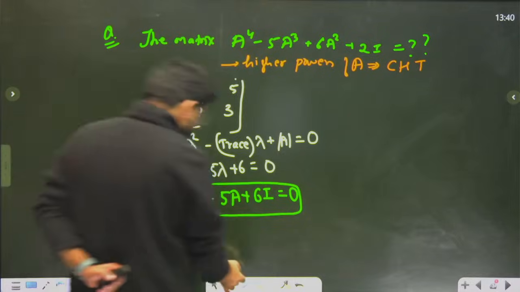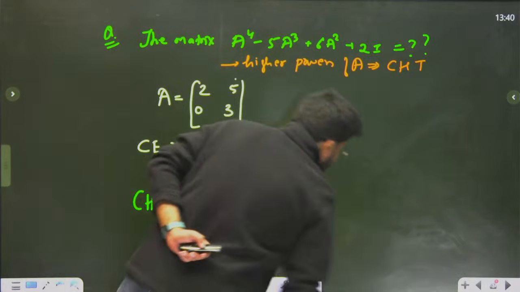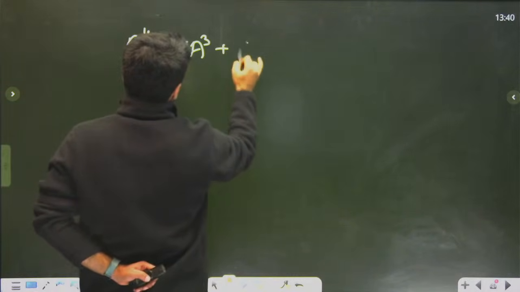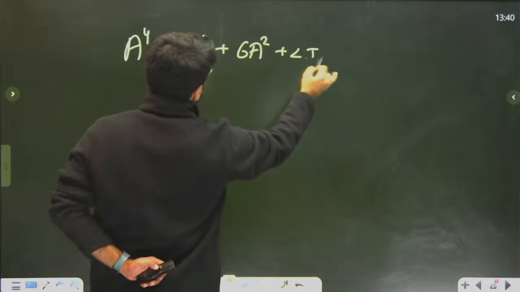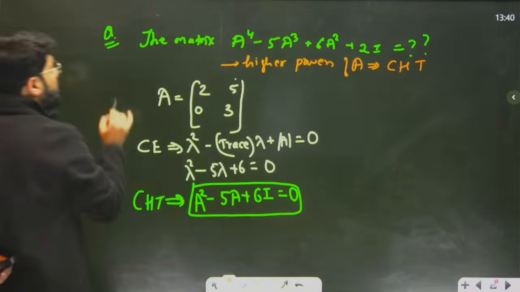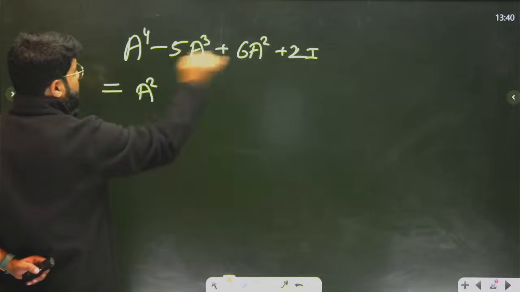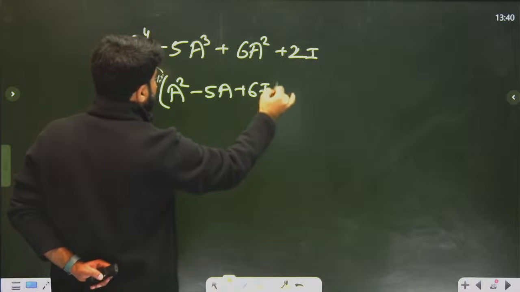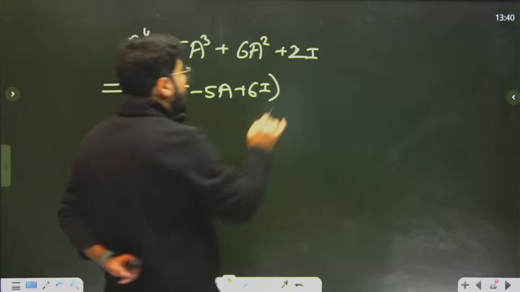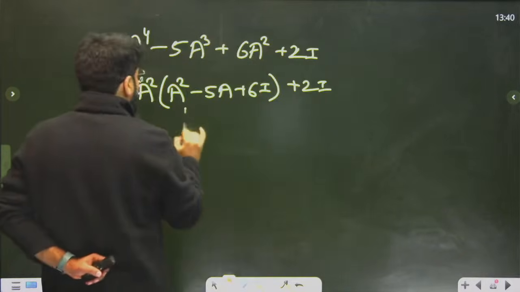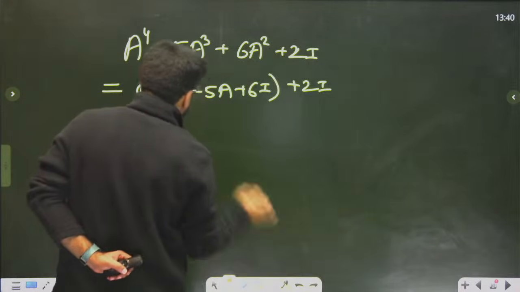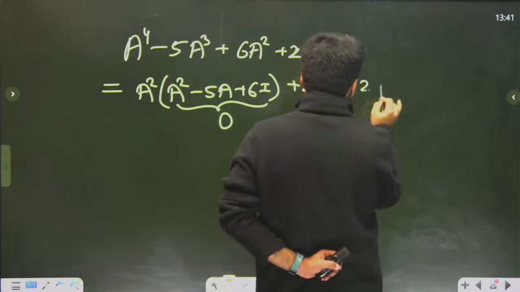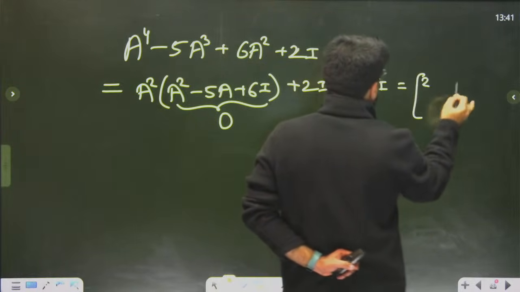But now I need to form what matrix? I need to form the matrix containing some higher powers of A: A power 4 minus 5A cube plus 6A square plus 2I. This is what I need to form. Now A square is common from the first three terms. Then what is left? A square minus 5A plus 6I, A square common, and then plus 2I. Now you see here, what is A square minus 5A plus 6I? As per our recent discussion, Cayley-Hamilton theorem says that this answer will be 0. So the given matrix is just 2I. So if I ask you to form the matrix, this is the answer.